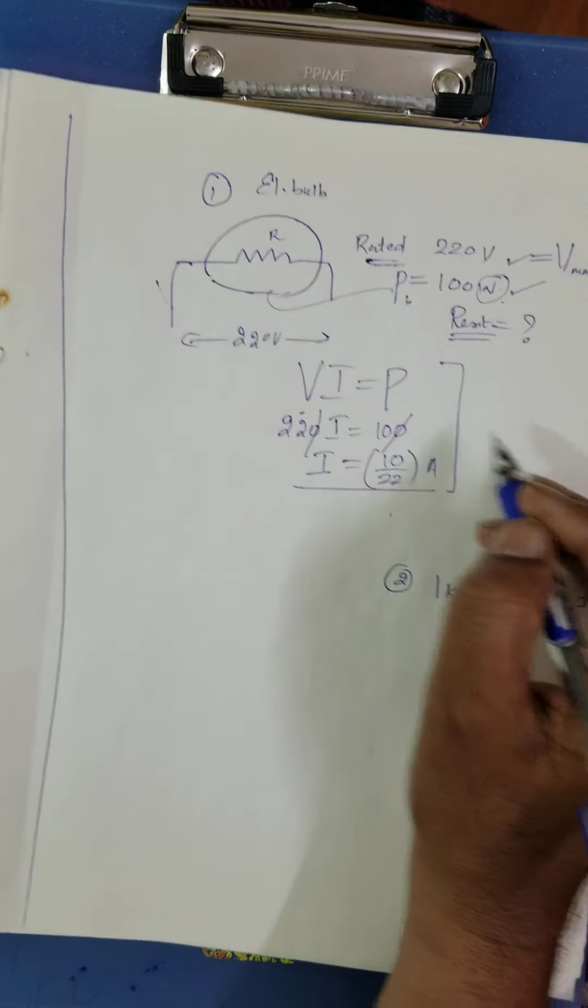But you know the formula, V is equal to IR. Again, V is 220. I is 10 by 22 R. 0, 0 get cancelled. R is equal to 22 into 22. Now the value of resistance. Now you have got it. How much? The value multiply just so much ohm.